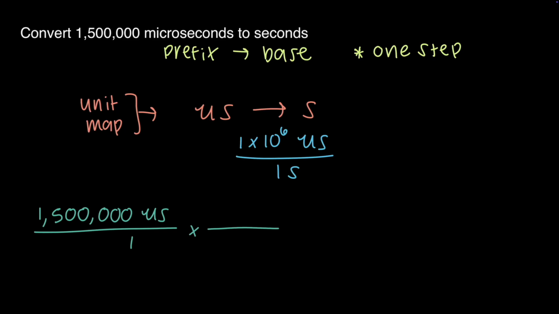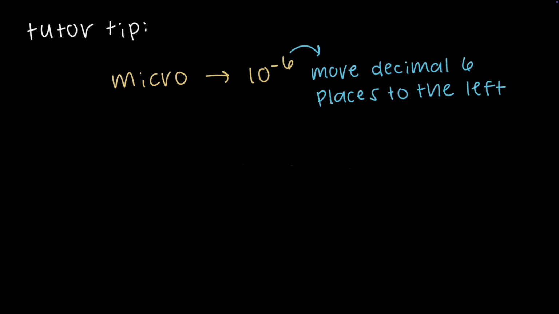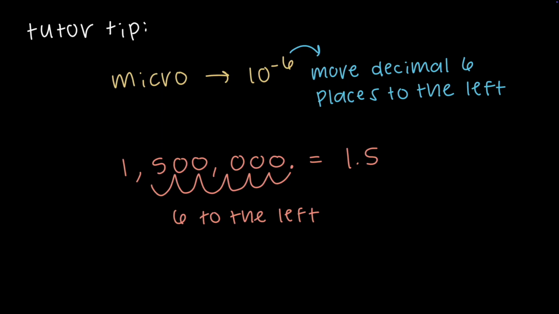In the next fraction, we put 1 times 10 to the 6 microseconds on the bottom and 1 second on the top. The microseconds cancel out, and we have our end unit seconds that we need for the final answer. Dividing the values, we get 1.5 seconds. If you like the move the decimal method, micro, or 10 to negative 6, means we move the decimal 6 places to the left. It will give you the same answer.